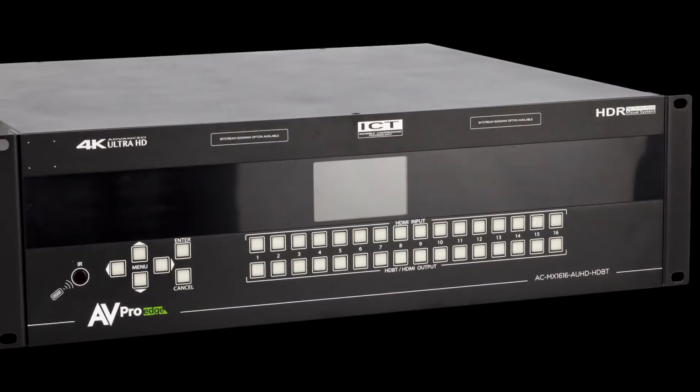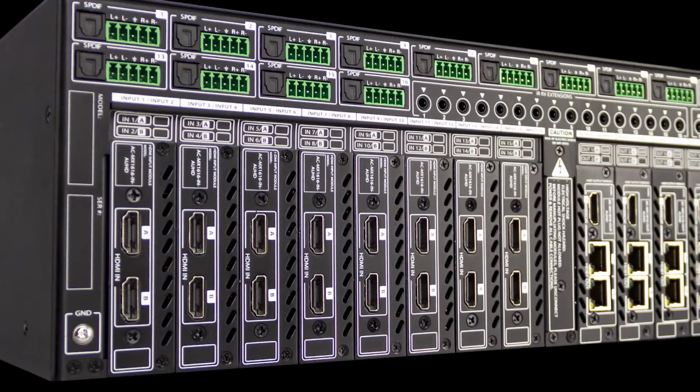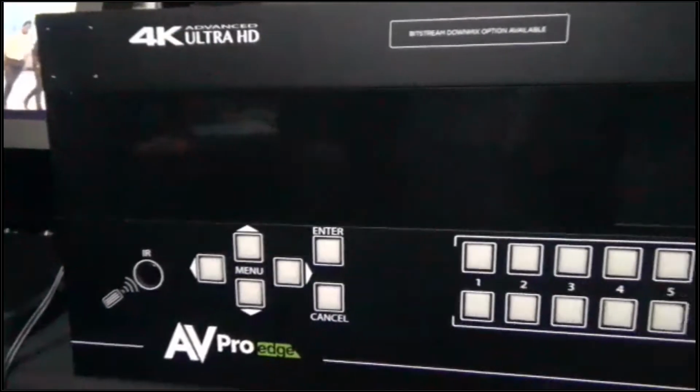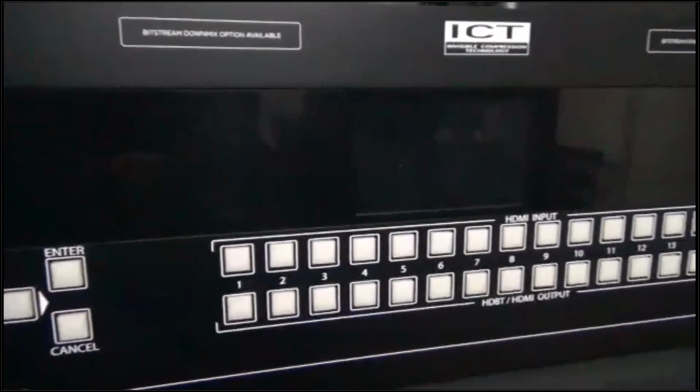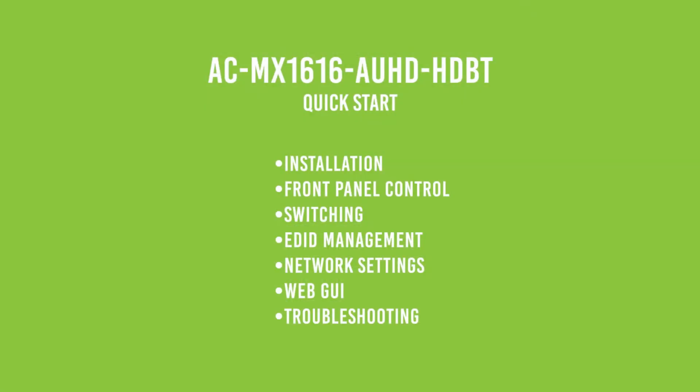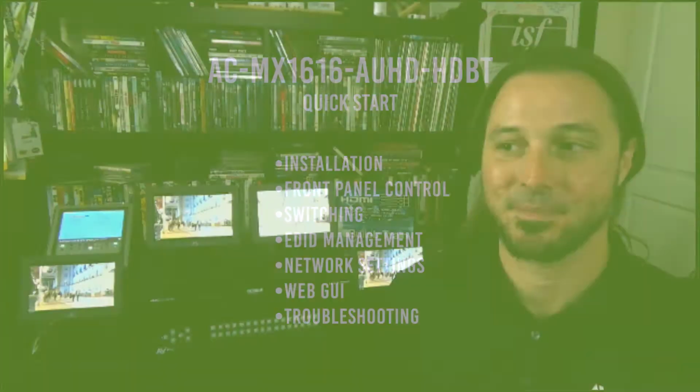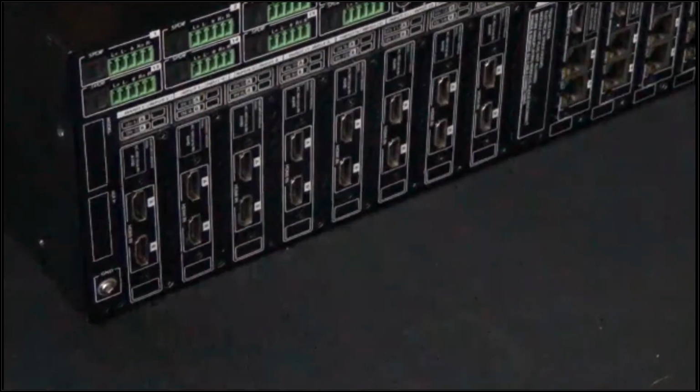The AC-MX1616-AUHD-HDBT is a 16-input, 16-output matrix switch built to handle all of the latest sources outputting 4K 60 444 HDR. In this video, we will go over installation, front panel controls, switching, EDID management, network settings, the web GUI, and troubleshooting. Let's start with the installation.